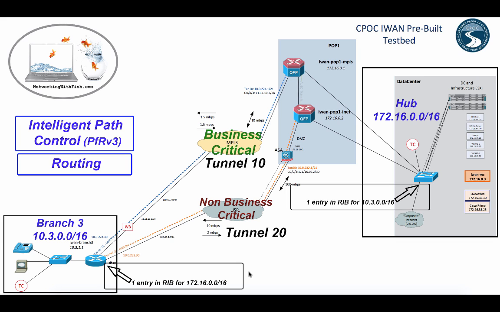So why did we not actually change the RIB? Why did Intelligent Path Control not actually put in a tunnel 20 there? Well, it didn't put it in as a you want this to happen should Intelligent Path Control die. But as you see from the PFR overrides, you can actually find that information in there and where exactly your traffic is going.